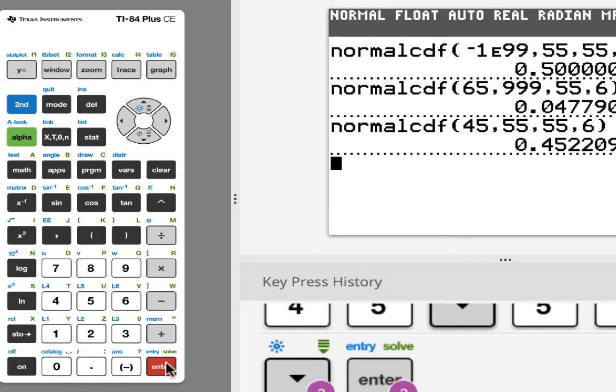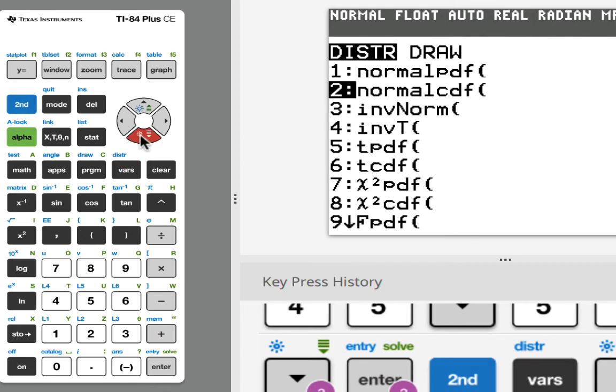Take the cursor down to paste, press enter, enter. What is the answer we are getting here? I hope I've written down the right words. Oh, it's 49, guys. Sorry. It was 49. I'm sorry, I made a mistake. So let's redo again. So this is going to be normal CDF.